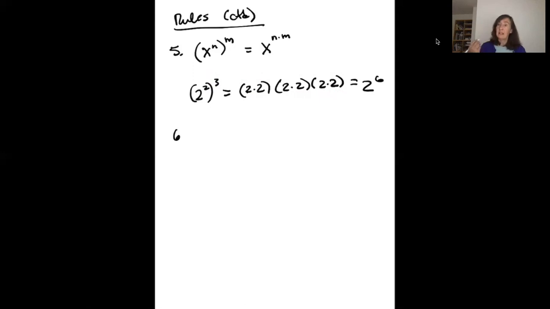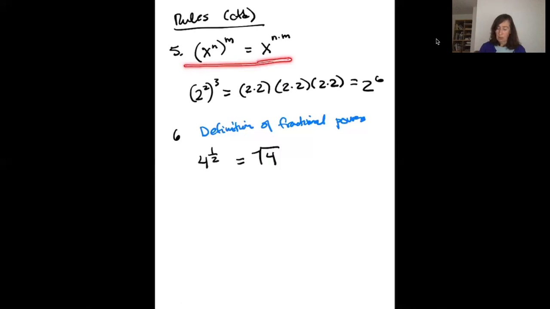Another kind of definitional rule is, we'll call this the definition of fractional powers. So if we write something like 4 to the power 1/2 there, what we are writing is the same thing as the square root of 4. So we're saying what number, if we square it, would get 4.